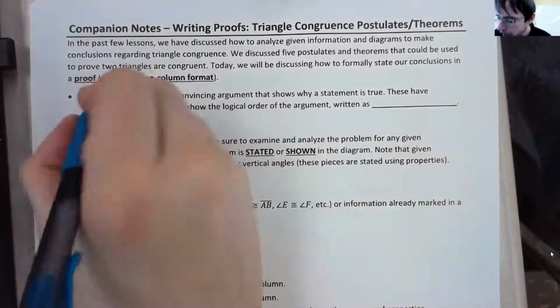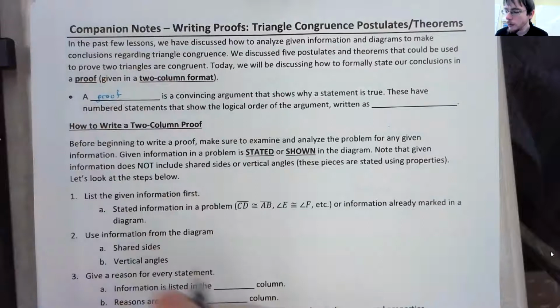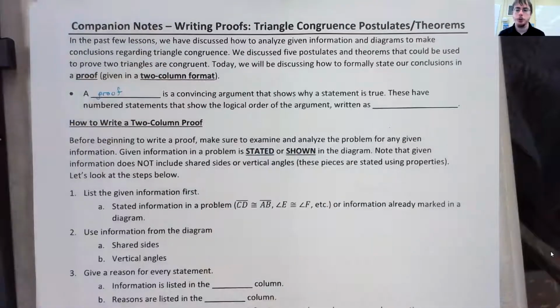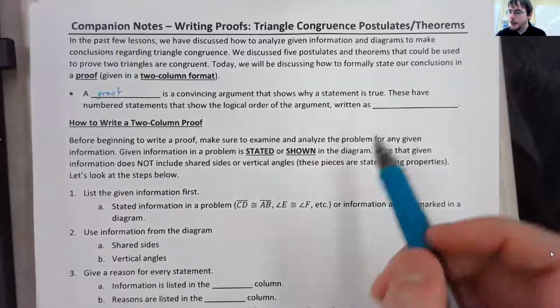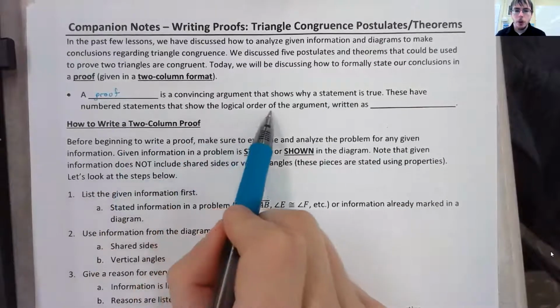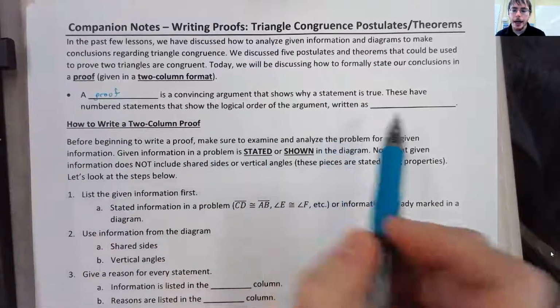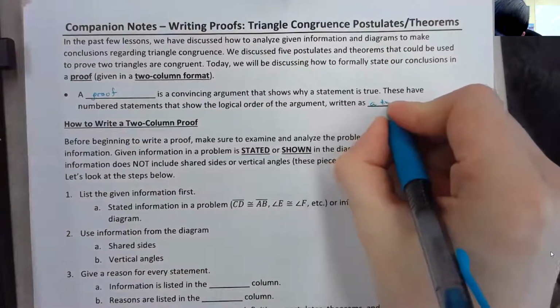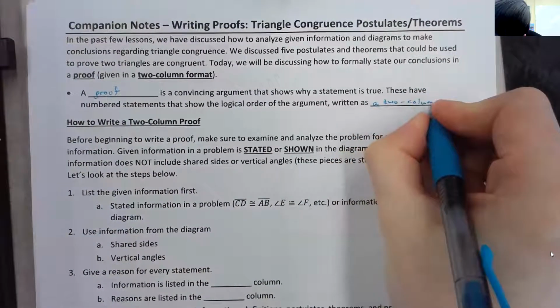So a proof is a convincing argument that shows why a statement is true. So just like in real life, when you have to prove a statement is true, you need to give some type of explanations and reasons for your statements, right? You can't just say things and assume them to be true. You have to have evidence. That's the whole entire point. These have numbered statements that show the logical order of the argument written as a 2-column proof.